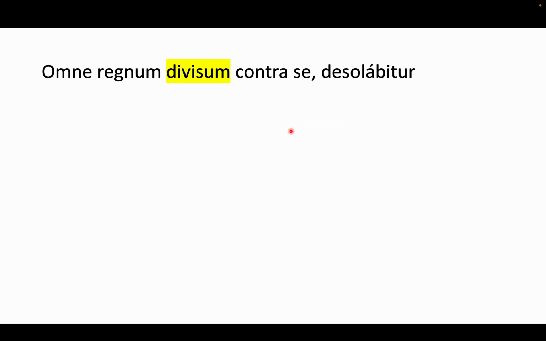Let's look at this. There's no N in this, so this is an example of a participle with no N. Omne regnum divisum concesse desilabitur. We've had this example before. So regnum just means kingdom, right? It's in the nominative case.